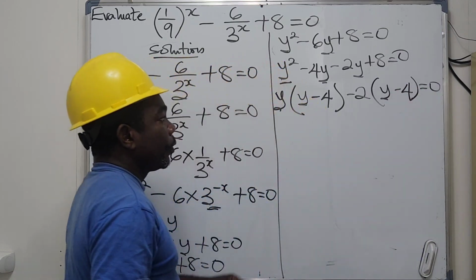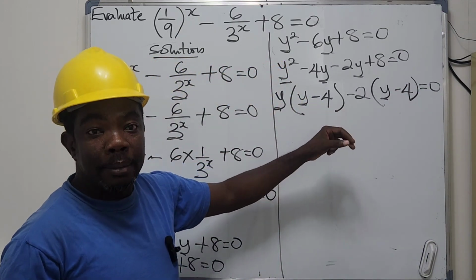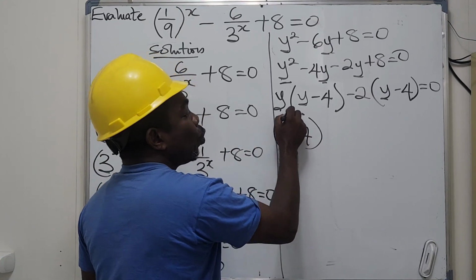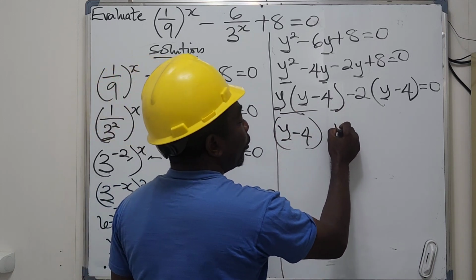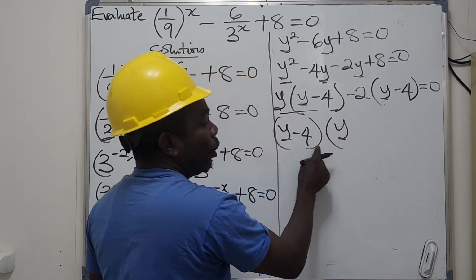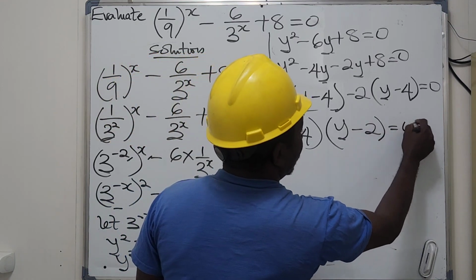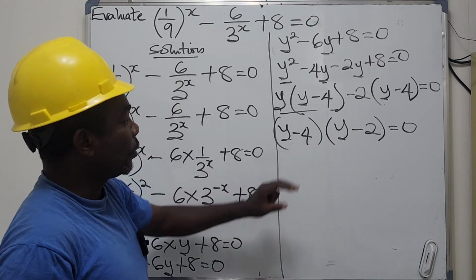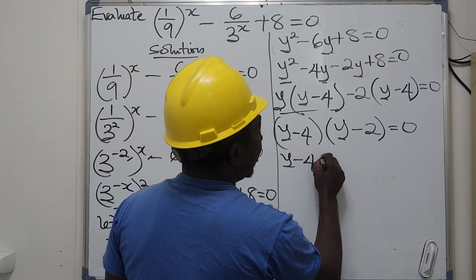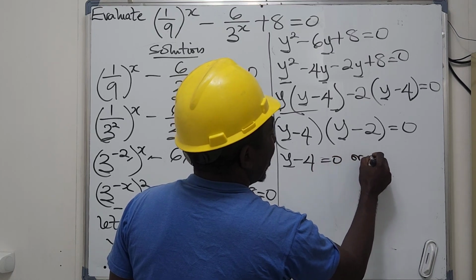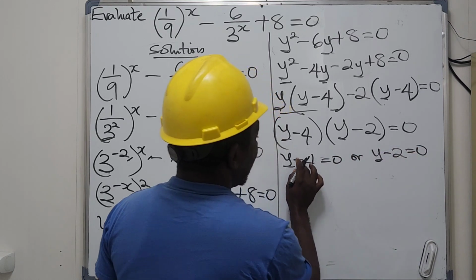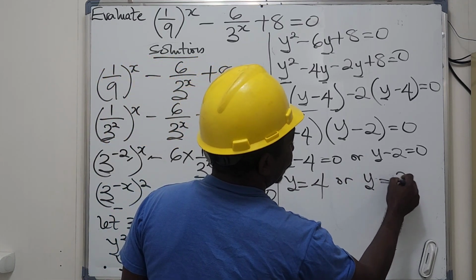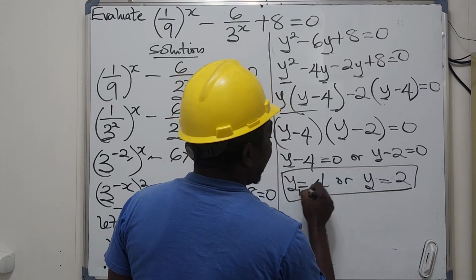All equals 0. So in this case, we have two parentheses which are the same. They are common, so we can factor it out. We use this y minus 4. Then when we divide the whole of here by y minus 4, it gives us y, and dividing the other by y minus 4 gives us minus 2. All equals 0. So we have two parentheses here. Either the first one equals 0 or the second one equals 0. So y minus 4 equals 0, or y minus 2 equals 0. In this situation, y equals 4, or y equals 2. These are the two values of y that we have.